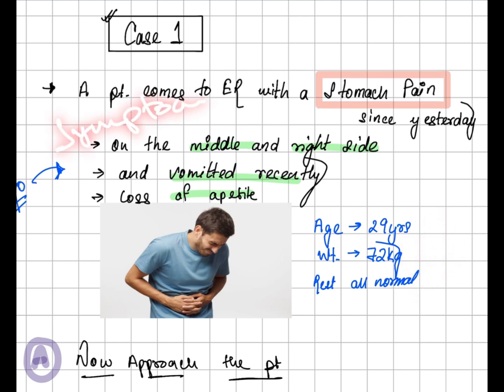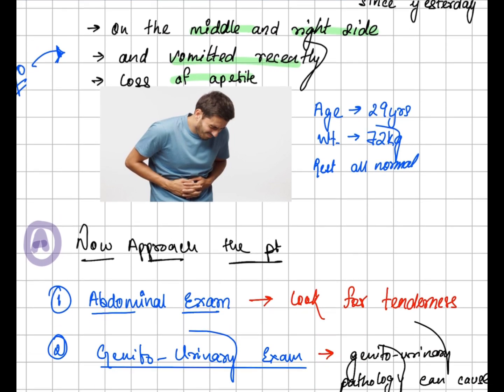Now, how will you approach the patient? You ask the details, the age, the weight, you check everything. Now, as the patient has said, he has pain in his abdominal region. So you will first start off with an abdominal exam. You will look for any tenderness in the abdomen. There are various kinds of examinations, and we will show you that. What is the main purpose of the abdominal exam?